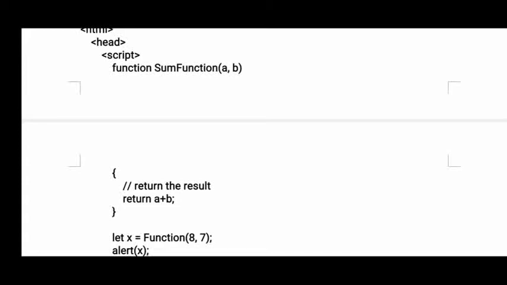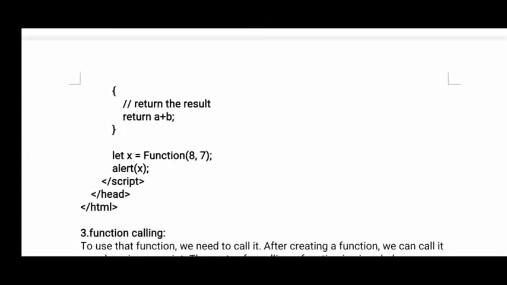Right, now come to the curly braces opening and closing. Here I have given a return statement. Return a plus b means we are adding two numbers. Okay, then what is the purpose of the function here? Adding two numbers. Okay, now after that x equals to, here x is a variable.